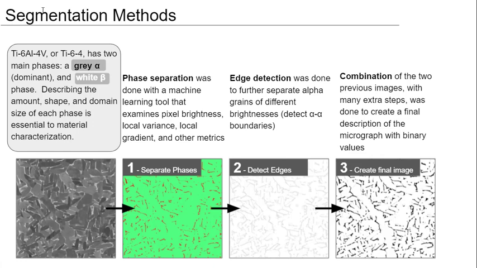So the first leg of this project involved segmenting these microstructures, which proved to be pretty difficult. It's got two phases, a gray HCP alpha phase and a white BCC beta phase. And the first thing I did to segment them is I used a machine learning program developed by some people in New Zealand to segment these phases and then detect alpha-alpha boundaries as well as alpha-beta boundaries besides that as step 2, and then to combine the two and further process the image to have an accurate representation of the microstructure.